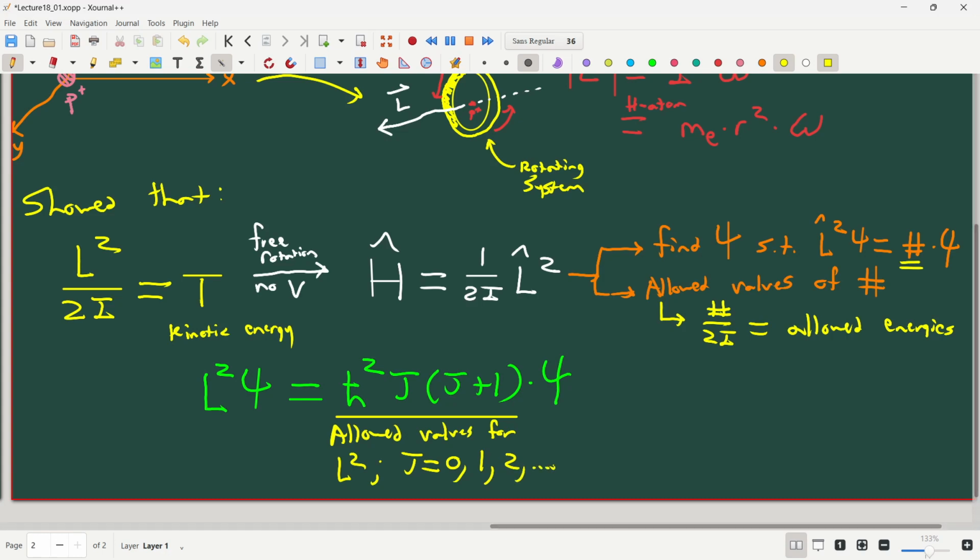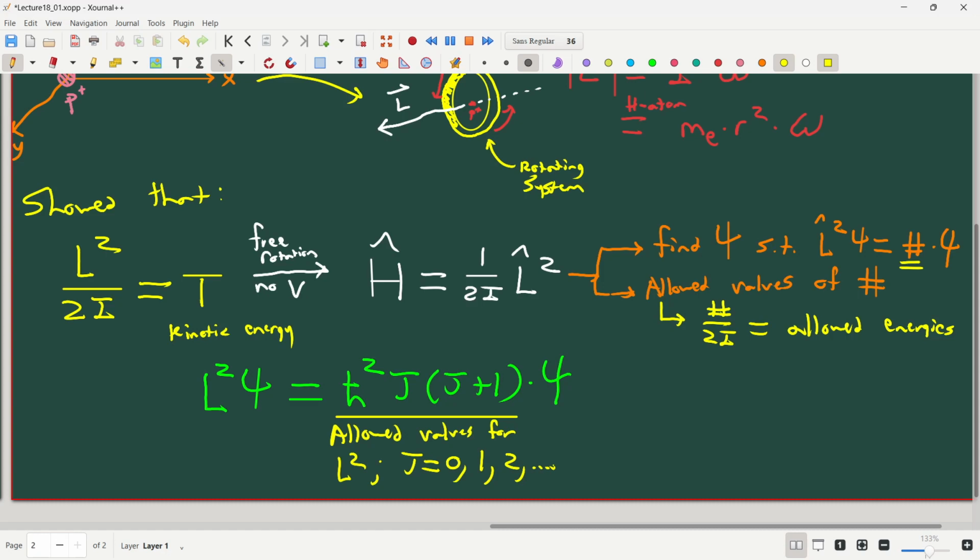Just like vibrations, where we get a factor of v plus 1/2, and v can be 0, 1, 2, 3, 4. Those are our allowed values of vibration. And here we have the same thing. We have allowed values of angular momentum. What this means is that we can only spin the system up in discrete values. There are certain speeds that our electron can't have. We can only have very specific values of L, or L squared.